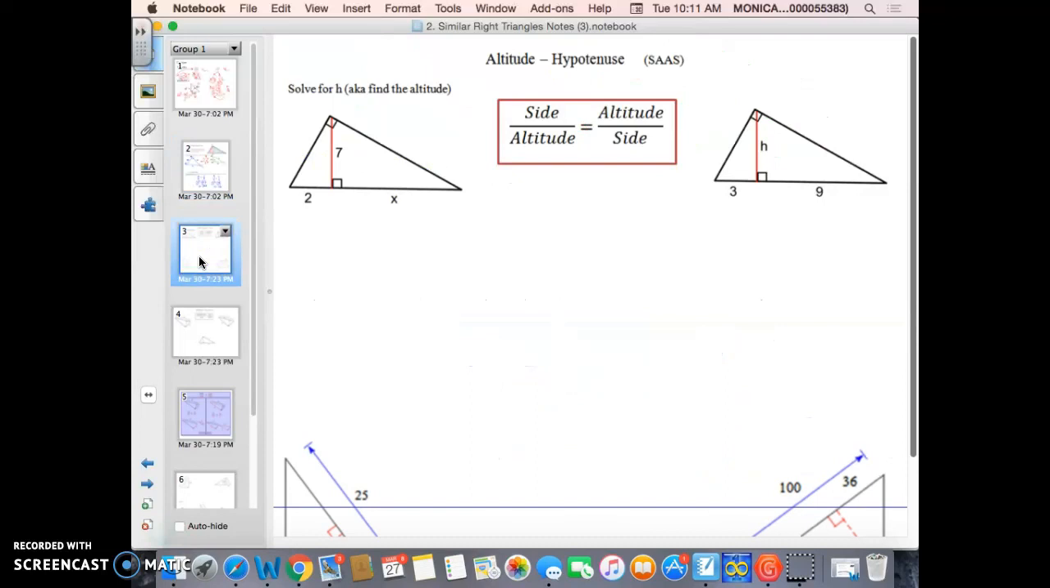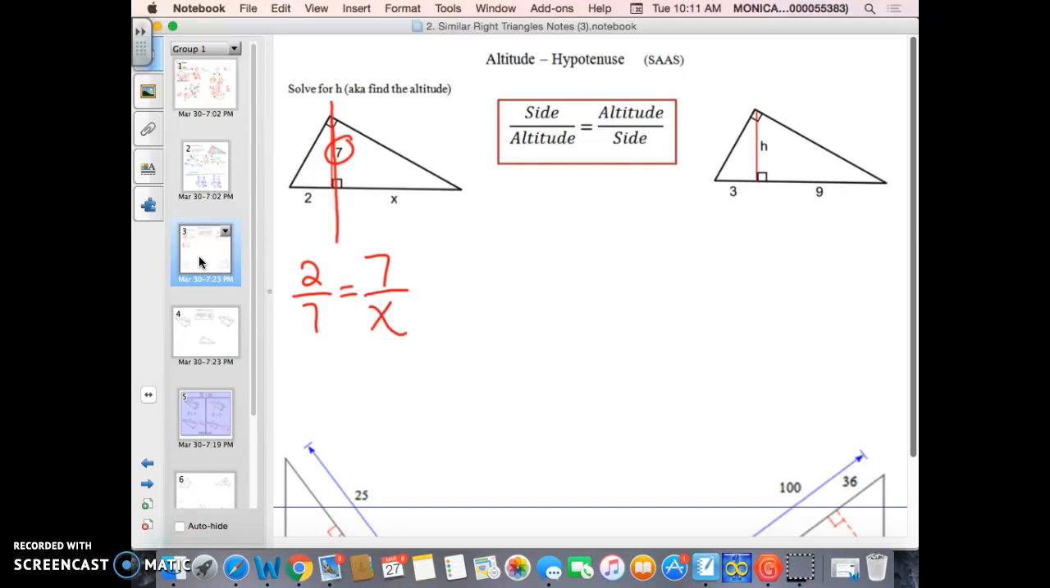Okay, so a cool relationship is that if you are trying to find a missing side and you're given an altitude, you can set up a ratio: side over altitude equals altitude over side. Once again, we have to understand that this is our altitude, and this is our side here and our side here. So if I set up this ratio, I'm going to do my side 2 over my altitude 7 equals my altitude 7 over x.